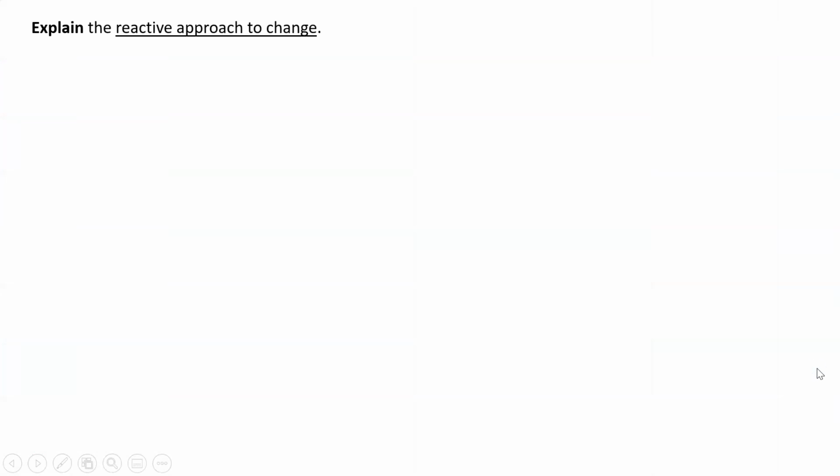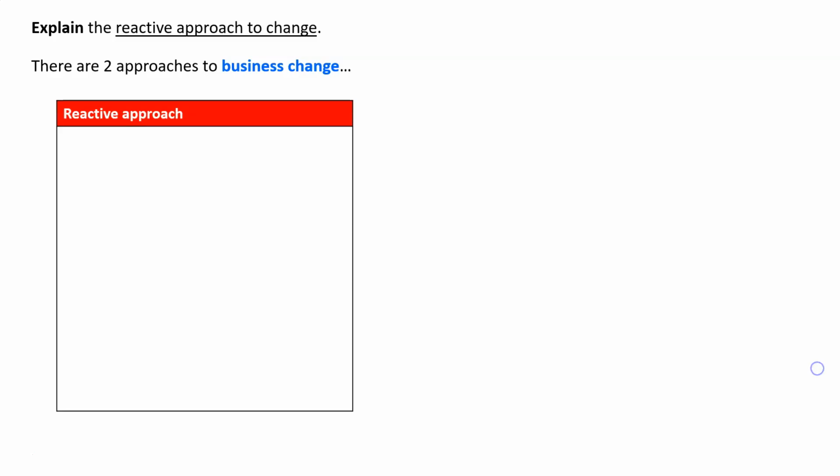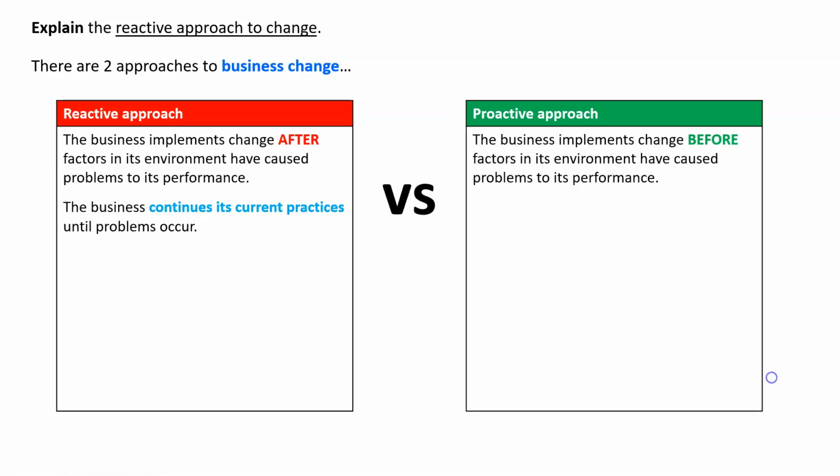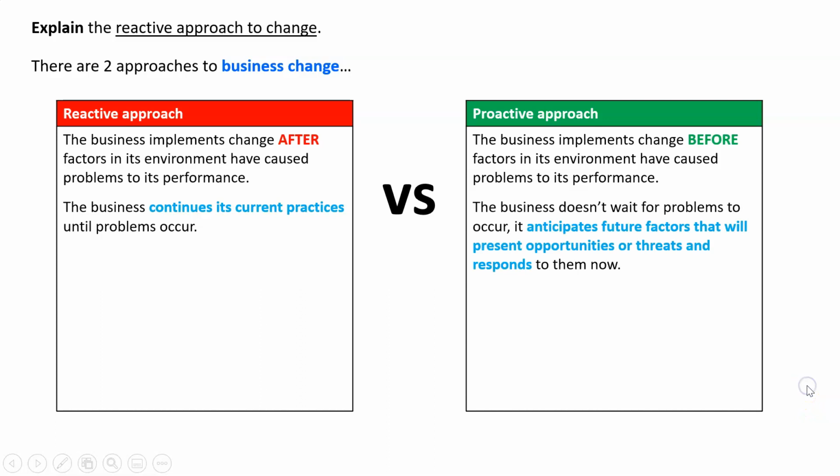But then the main bit about it is explain the reactive approach to change. So we've learned that there are two approaches to business change. Reactive, the business implements change after factors in its environment have caused problems to its performance. Keep doing the same thing until there's a problem. Versus proactive, the business implements change before factors in the environment have caused problems to performance. The business doesn't wait for problems to occur, it anticipates the future and responds now. So we're talking about the ones on the left in this particular chapter.